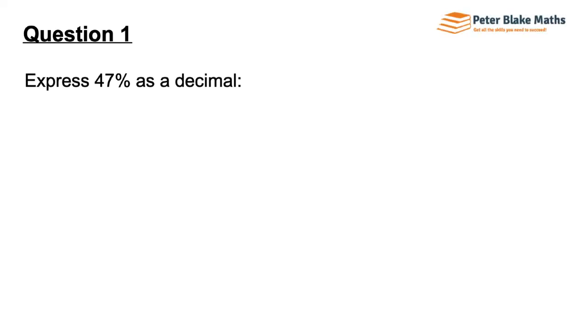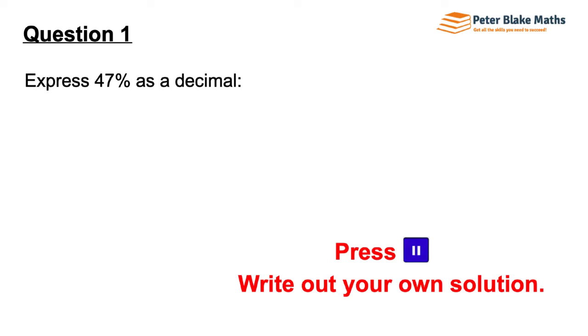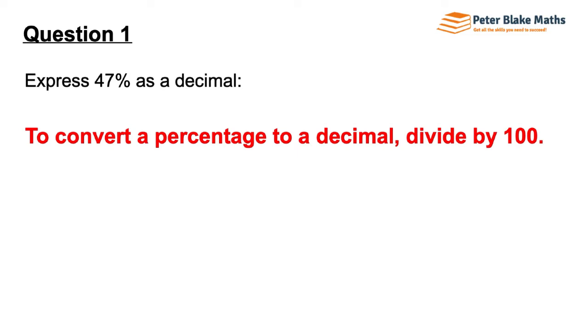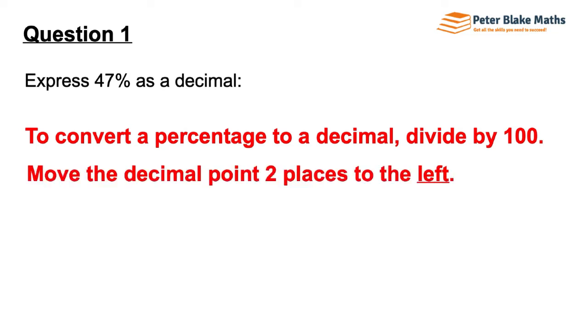Question 1. Express 47% as a decimal. To express a percentage as a decimal, we divide by 100. When we divide by 100, we move the decimal point 2 places to the left.